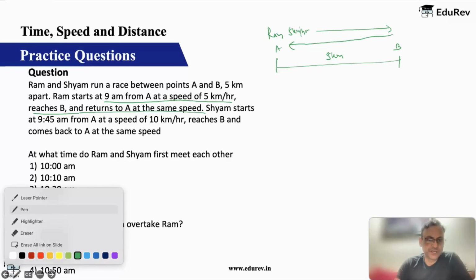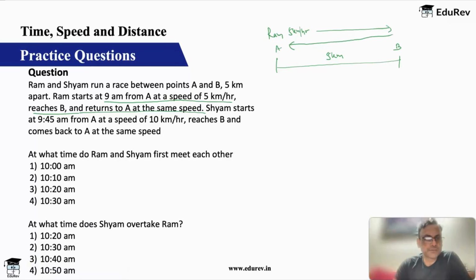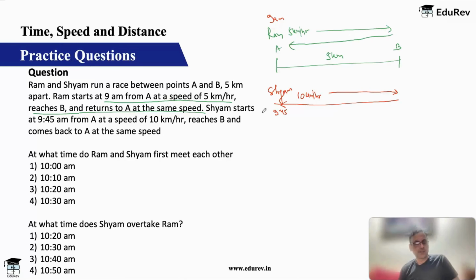There is another person, Shyam. Shyam starts at 9:45 at a speed of 10 kilometers per hour, reaches B and comes back to A. So two questions. At what time do Ram and Shyam first meet, and at what time does Shyam overtake Ram?